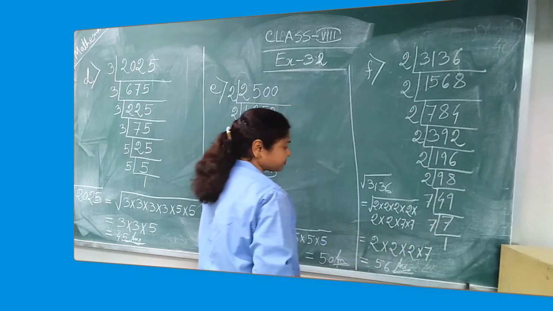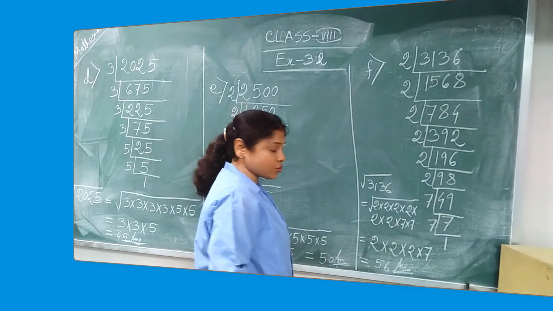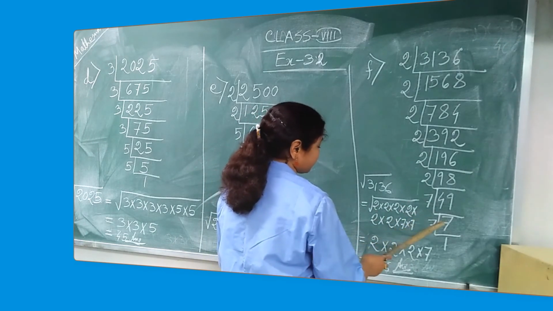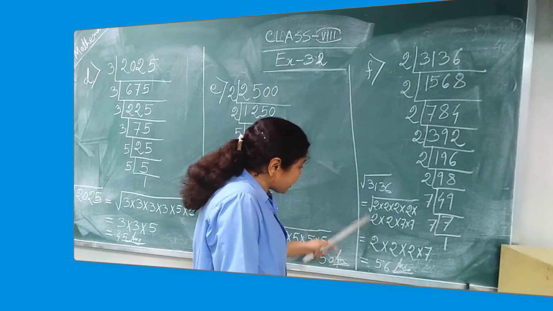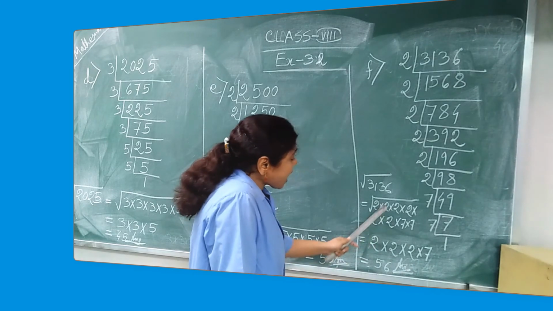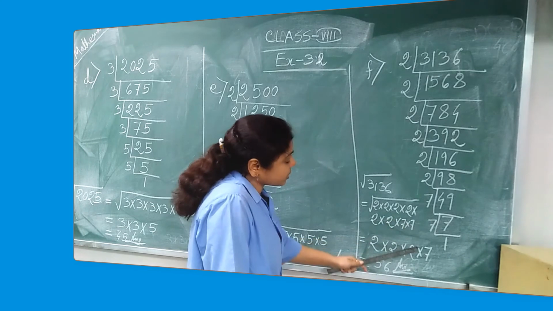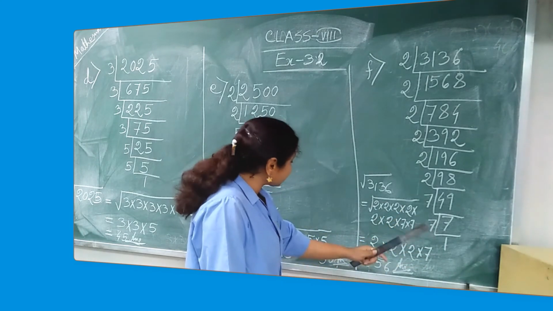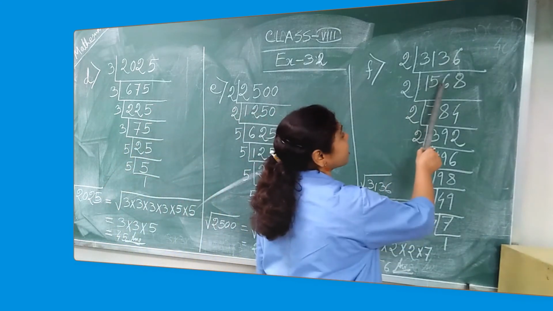7 ones are 7. So root over of 3136 is equal to under the root we will write 2 into 2 into 2 into 2 into 2 into 2 into 7 into 7. That means without root over, instead of this 2 2 you will take 1 2. Again instead of this 2 2 you will take 1 2. Instead of this 2 2 you will take 1 2. And instead of this 7 7 you will take 1 7. After multiplying it will come 56. That means 56 is the root over of 3136.